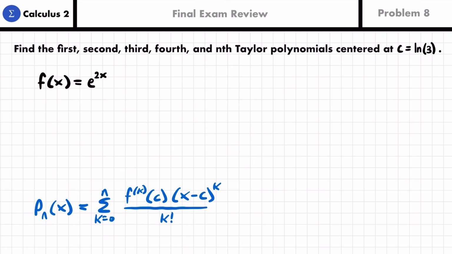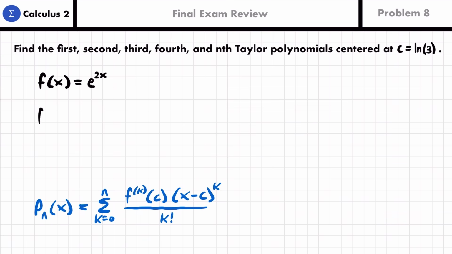Okay, so if we want to find the first, second, third, and fourth Taylor polynomials, we'll come back to the nth, but for these first four, we know that we're going to need up to the fourth derivative of this function. So let's start with that. Let's find the first four derivatives of f of x, and then from there, we will build those Taylor polynomials.